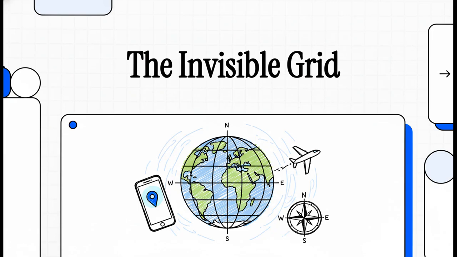Have you ever stopped to wonder how your phone knows exactly where you are? Or how a pilot can fly across a massive ocean and land in the right spot? Well, it's all thanks to this amazing invisible grid that we've wrapped around the Earth, a kind of universal address for every single point on the planet. So let's dive in and figure out how it all works.